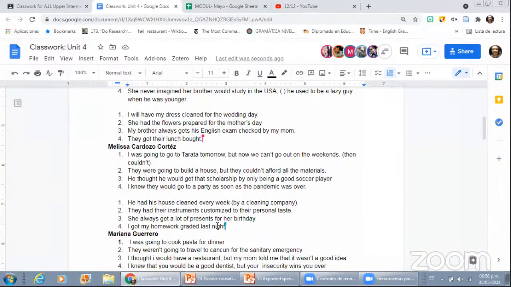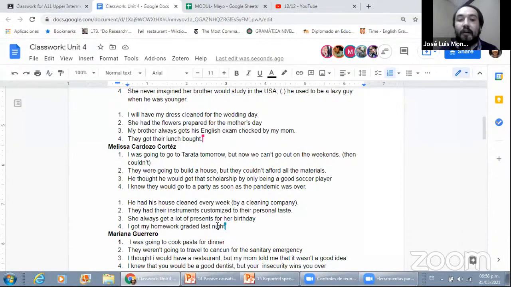Okay, teacher. The first one is "She always get a lot of presents for her birthday," and the last one is "I got my homework graded last night." Okay, good. Now on the first one, in the second one, you have the formula: get plus object, my homework, plus a verb in the past participle. So very good. I got my homework graded last night.